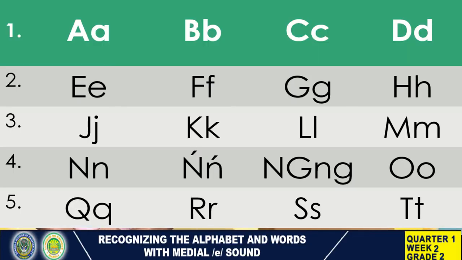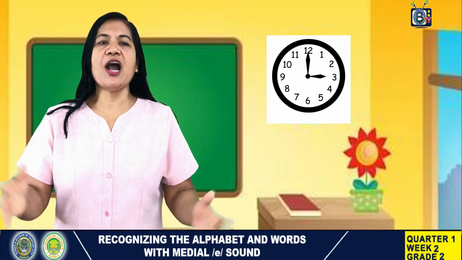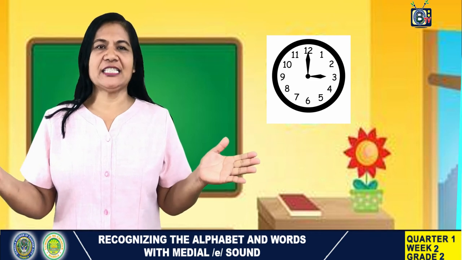Great job, kids! Now, let's read your answers from number 1. Letters following A are B, C, and D. Number 2. Letter E is followed by F, G, and H. And number 3. Letter J is followed by K, L, and M. 4. N is followed by letters Ñ, Ng, and O. 5. Q is followed by R, S, and T. Good job, kids! I hope you did well in this activity.